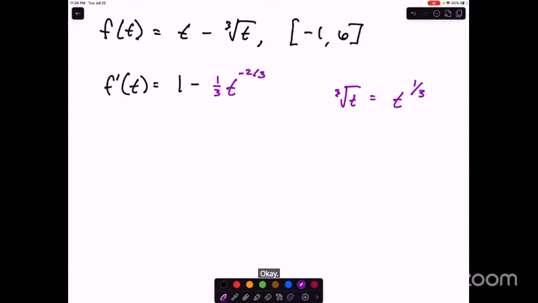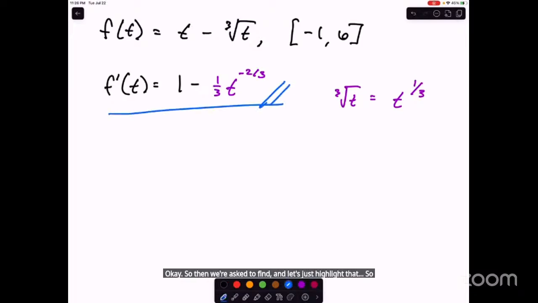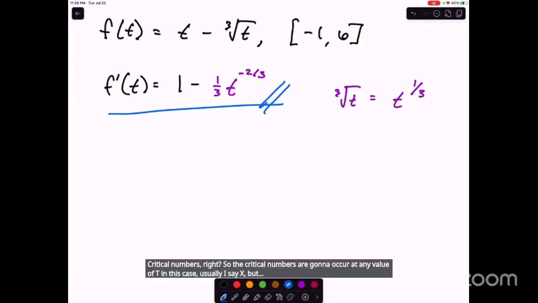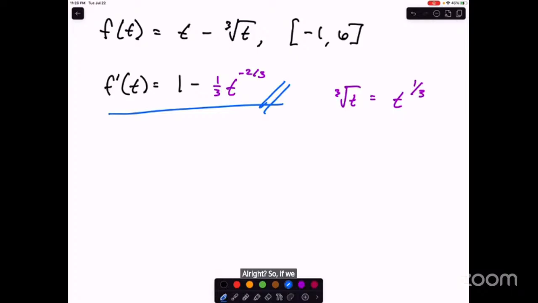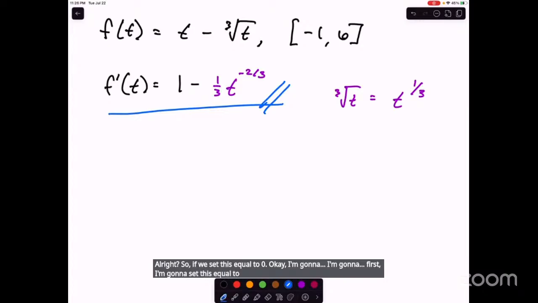Okay. So then we're asked to find, and let's just highlight that, that's the derivative that we got. And then we're asked to find the critical numbers. So the critical numbers are going to occur at any value of t, in this case, usually I say x, but any value of t that makes the first derivative either 0 or undefined. So if we set this equal to 0, let's see if we can solve for t.